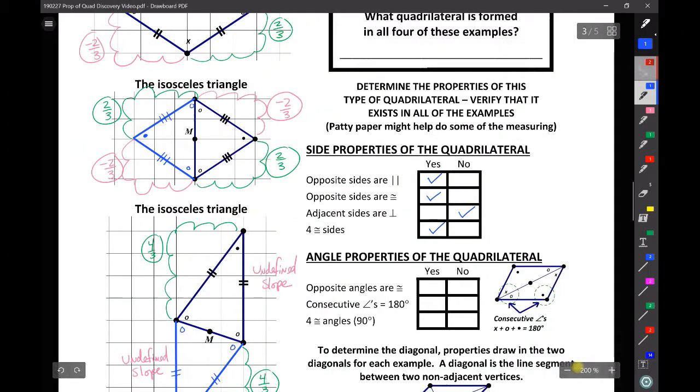So with the slopes all being the same, our opposite sides are parallel. You can see that we've got congruency markings. The opposite sides are congruent, and actually all the sides are congruent, right? So we do have 4 congruent sides.